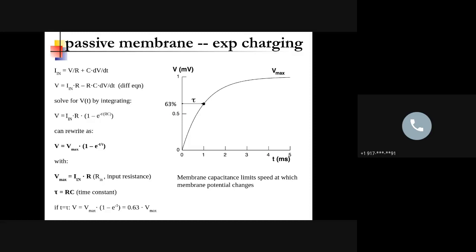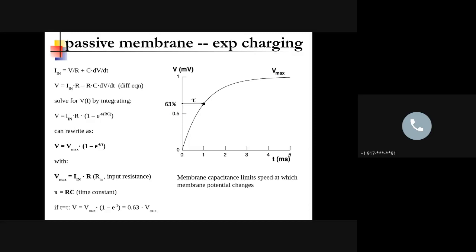The answer is voltage equals IR times this charging curve of 1 minus e to the negative t over RC. So you can see that solution is going to look like this curve we have here, because when t is 0, anything to the 0 is 1, and 1 minus 1 is 0. You start at 0. When t goes towards infinity, e to the negative big number is approaching 0, and you get the IR. So the V max is going to be IR, Ohm's law.